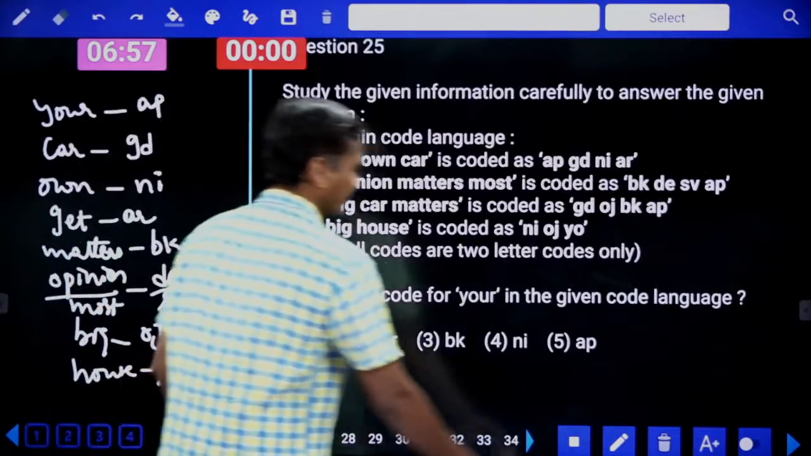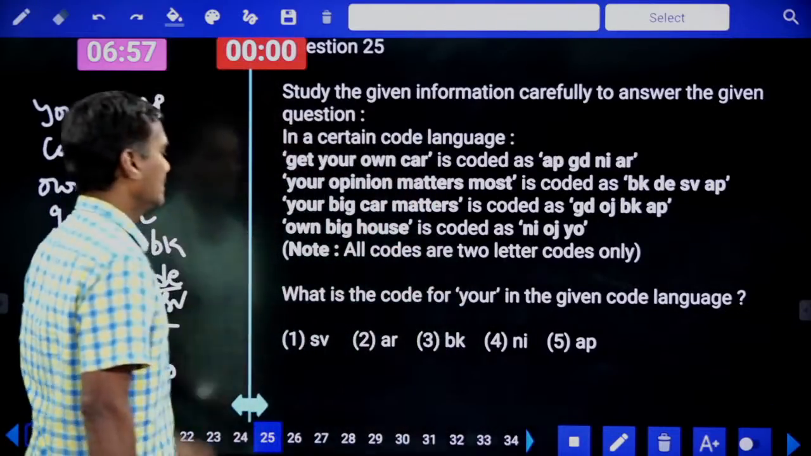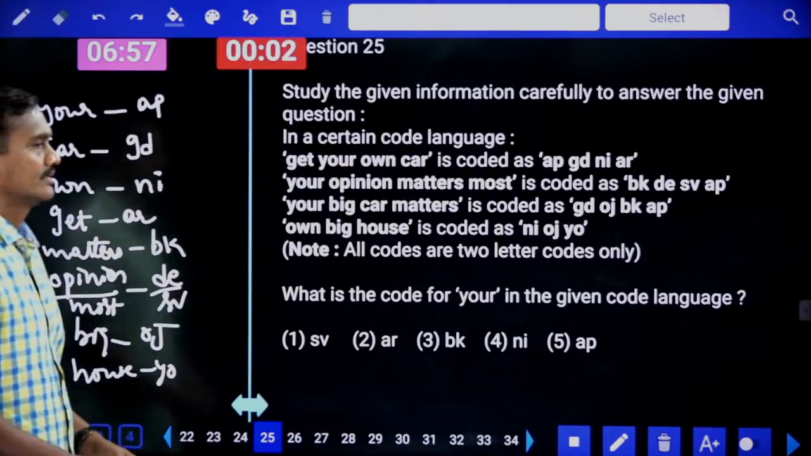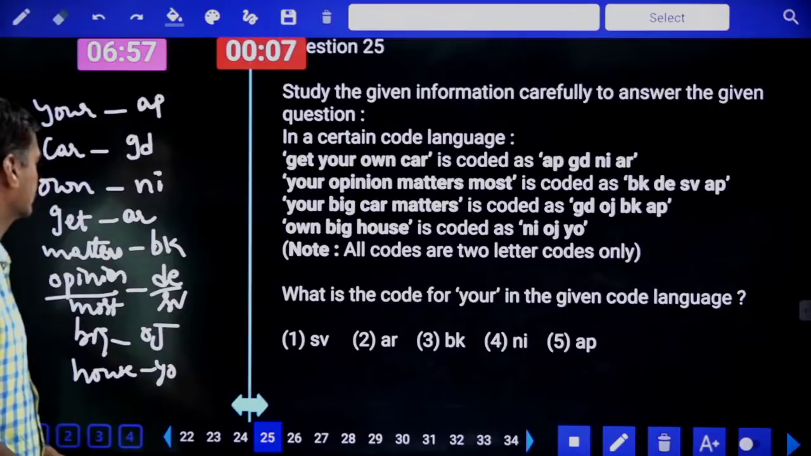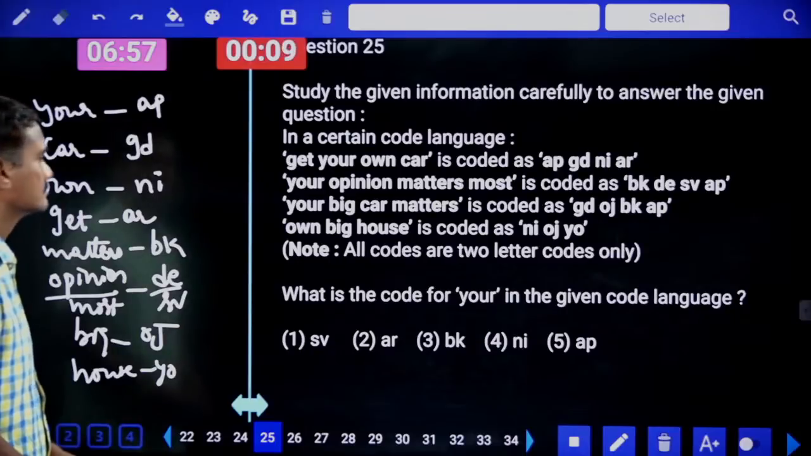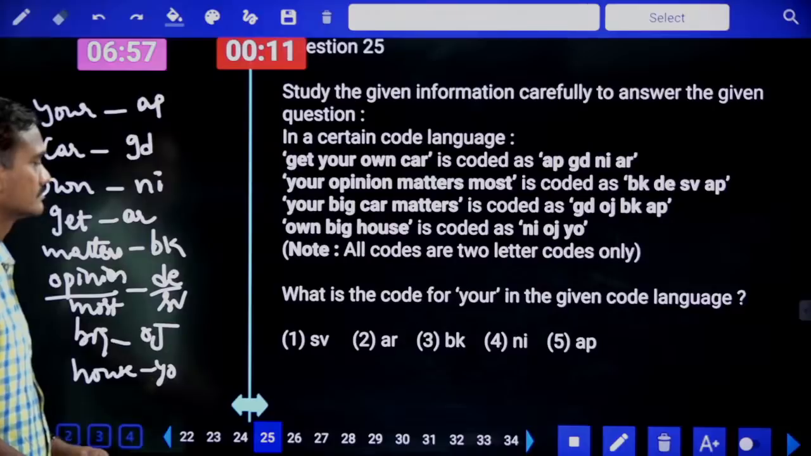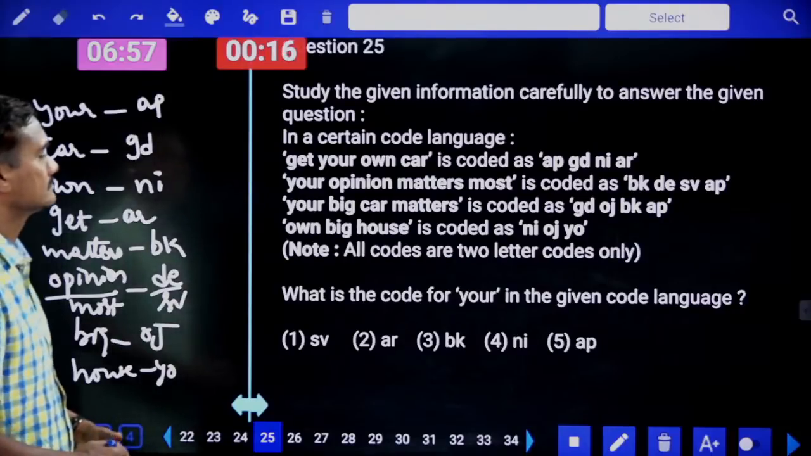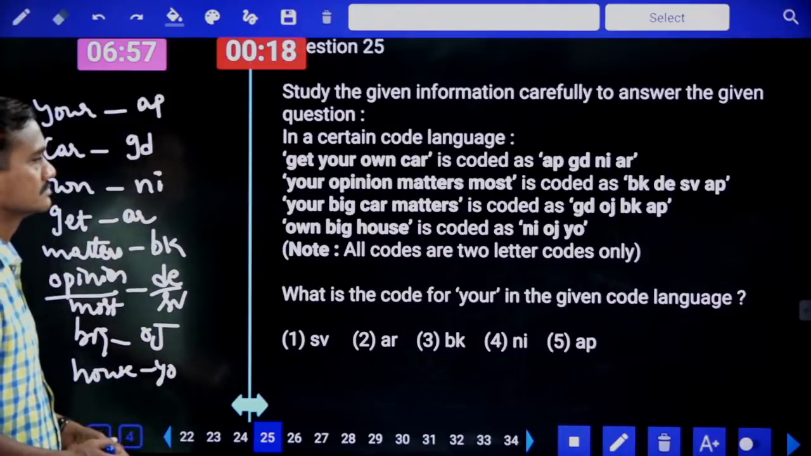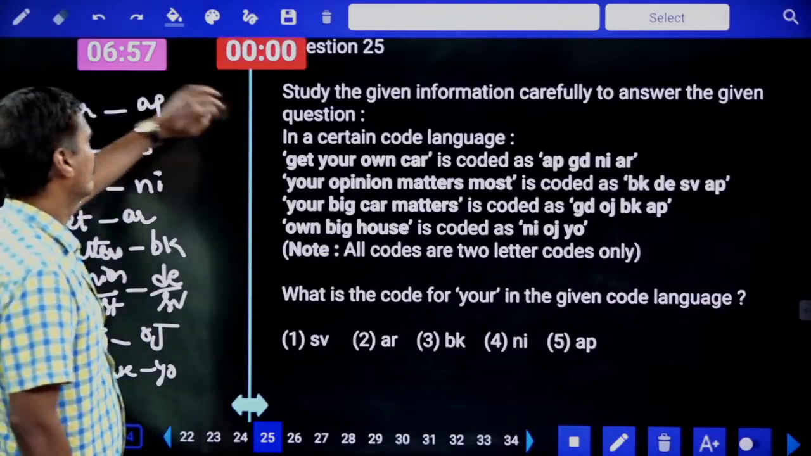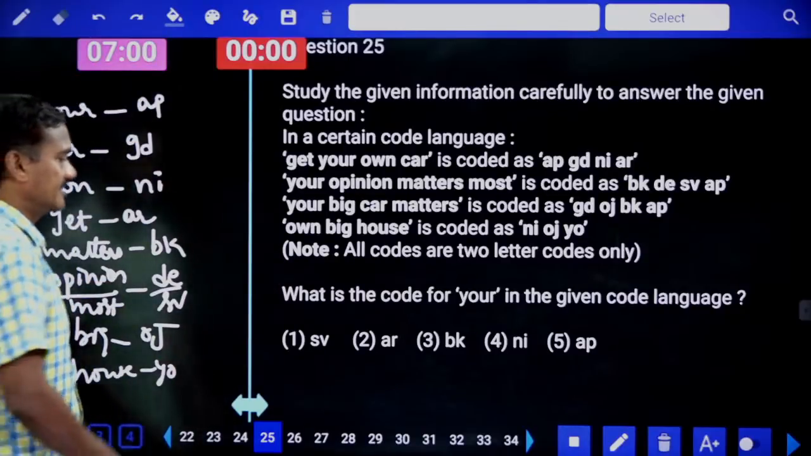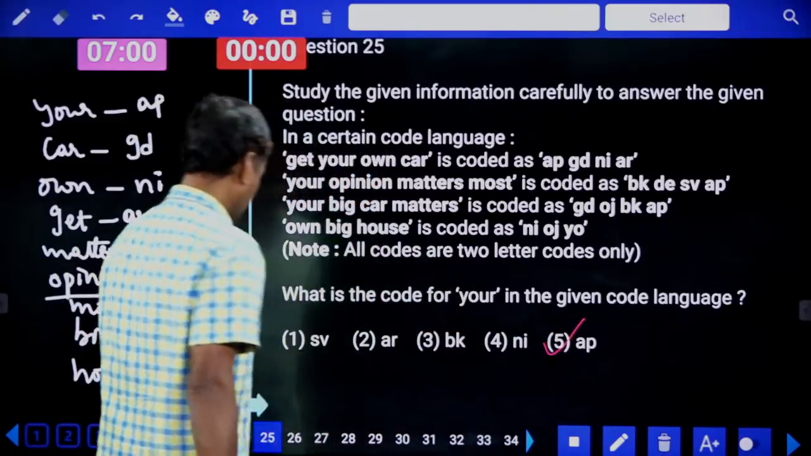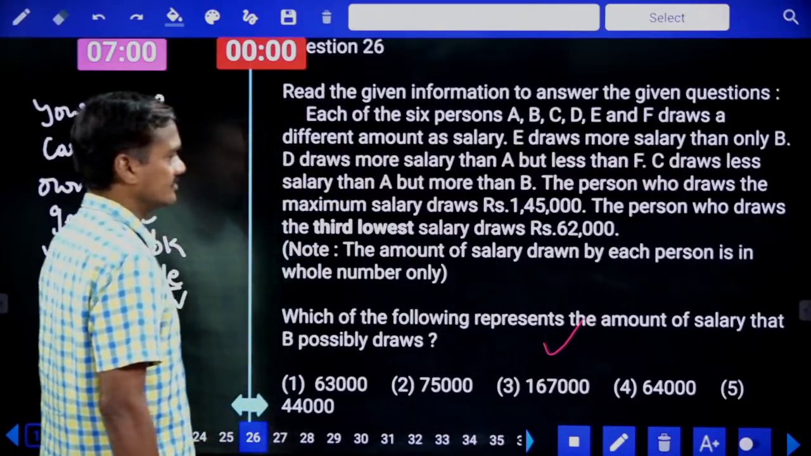Then 25. Now in this 25, what is the code for the word your? The code for your is AP. AP, that is choice 5.